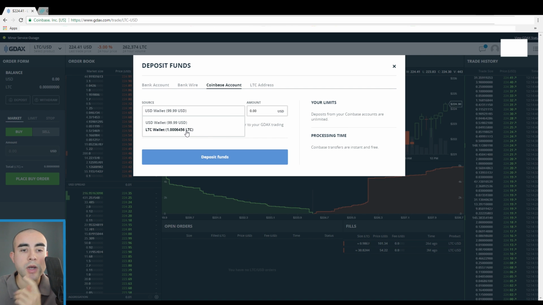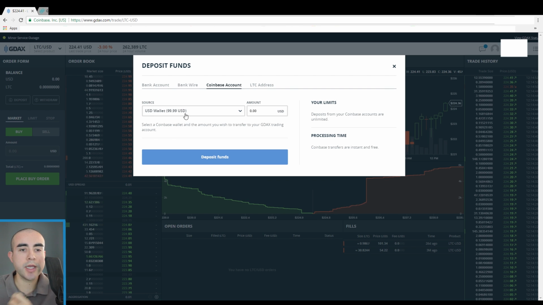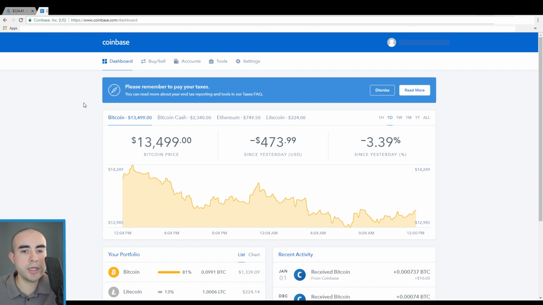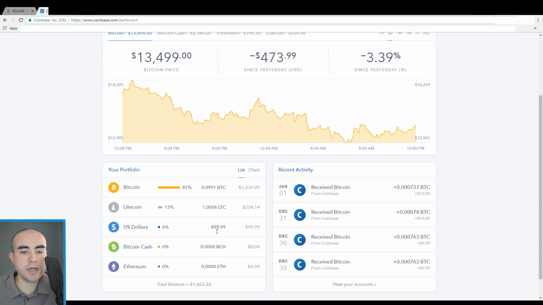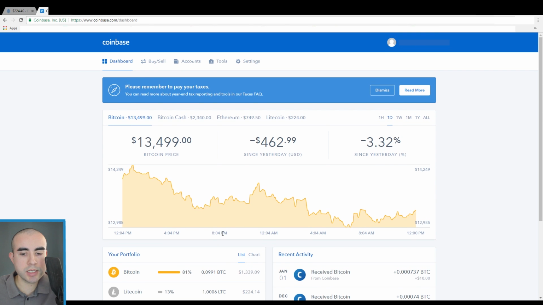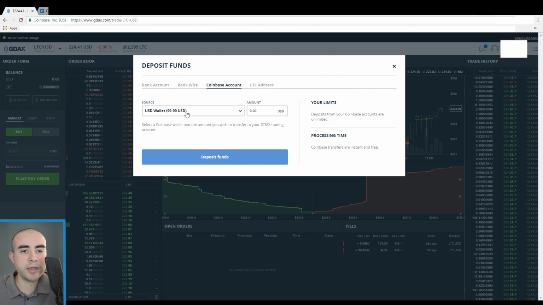So I could deposit Litecoin or USD, US dollars. I want to deposit some US dollars. So I currently have $99 in my Coinbase account. As you can see, if I click over here to Coinbase, I currently have $99.99 in my Coinbase account, and I can instantly move it just by clicking on USD wallet. I want to transfer over the whole $99.99.